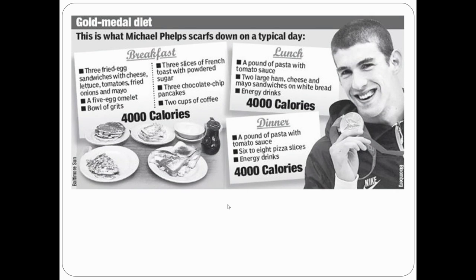All right. So breakfast, you guys, we said 2,000 calories is enough. Well, he doubles that just for breakfast. So we've got 3 fried egg sandwiches with cheese, lettuce, and tomatoes, an omelet, grits, French toast, pancakes, 2 cups of coffee. Okay. Lunch, 4,000 calories: a pound of pasta, you guys, a whole box of pasta, 2 huge ham and egg and mayo sandwiches, and energy drinks. And then dinner, another 4,000 calories, another pound of pasta, almost an entire pizza. I think most pizzas are like 8 slices, and energy drinks.